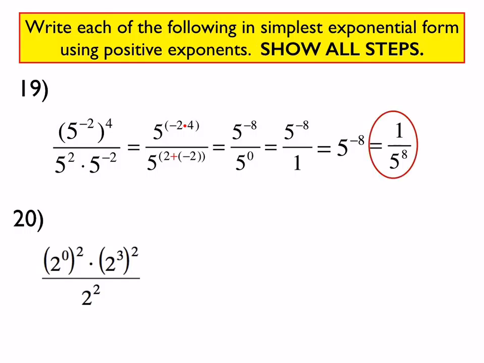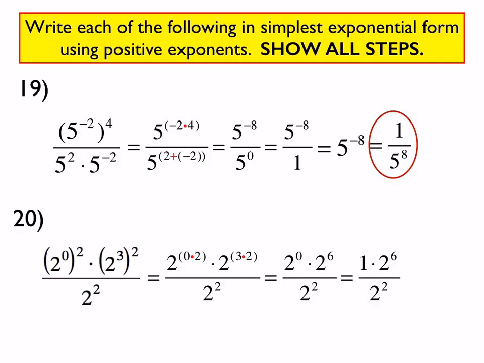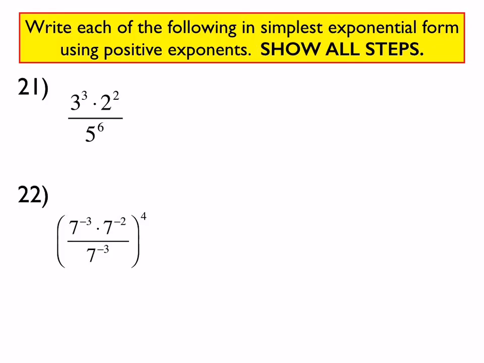Number 20, we only need to simplify with the numerator first. So we have a power to a power and then another power to a power. So we end up with 2 to the 0 times 2 to the 6th over 2 to the 2nd. Obviously, the 2 to the 0 power doesn't affect anything because it's 1. And so we end up with 2 to the 6th over 2 to the 2nd, which is 2 to the 4th power. When I walked around, everything seemed to be pretty good at that point.